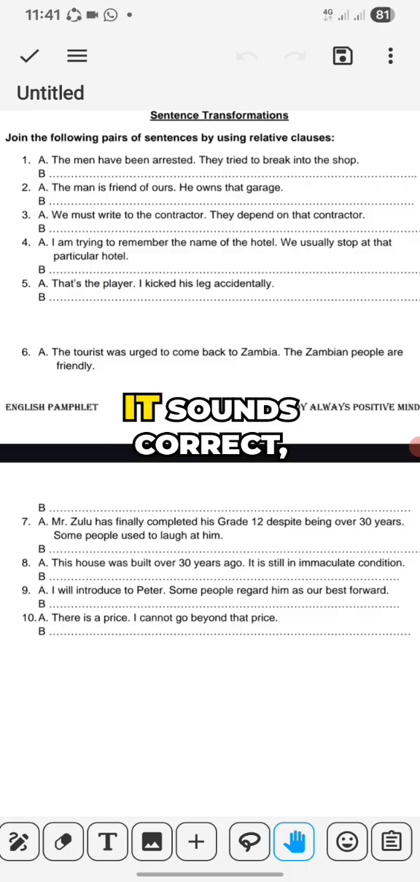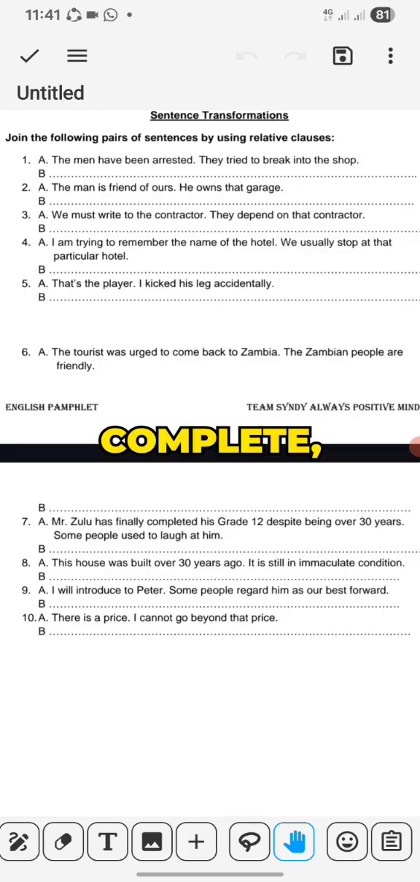Yes, it sounds correct, but it will leave us to ask certain questions such as, which girl has traveled to Lusaka? Once there is a follow-up question, it means there is something wrong with the sentence. So to make this sentence complete, we need to add a relative clause there that will give us more information that should identify the subject, which is the girl. So who lives next door is the relative clause.